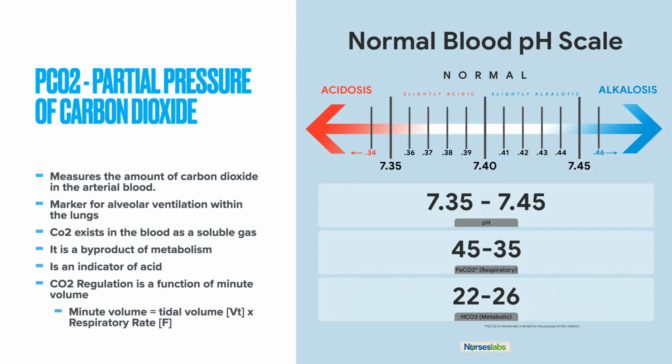6 to 8 milliliters per kilo of ideal body weight. So minute volume again, tidal volume times respiratory rate. That's how you can calculate minute volume. If I'm giving on average 800, 900 milliliters, we'll just round to 1,000 milliliters, and my respiratory rate is 12, what's going to be my minute volume? 1,000 times 12. 12,000.